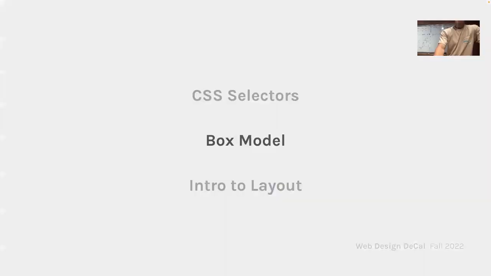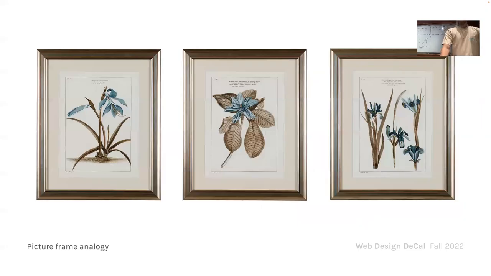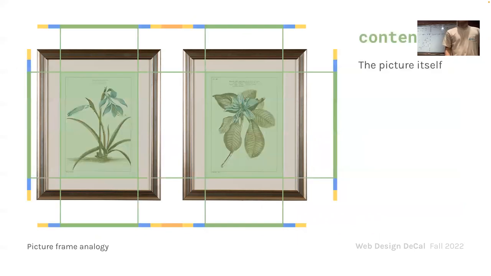So now we can get into the actual content of this lecture, which is the box model. Basically the box model, you can think of it as a picture. At the core of the picture is the content itself. So let me move this. This is basically everything that you're seeing. Hopefully you guys can see that all right. It's basically the thing that you're looking at.